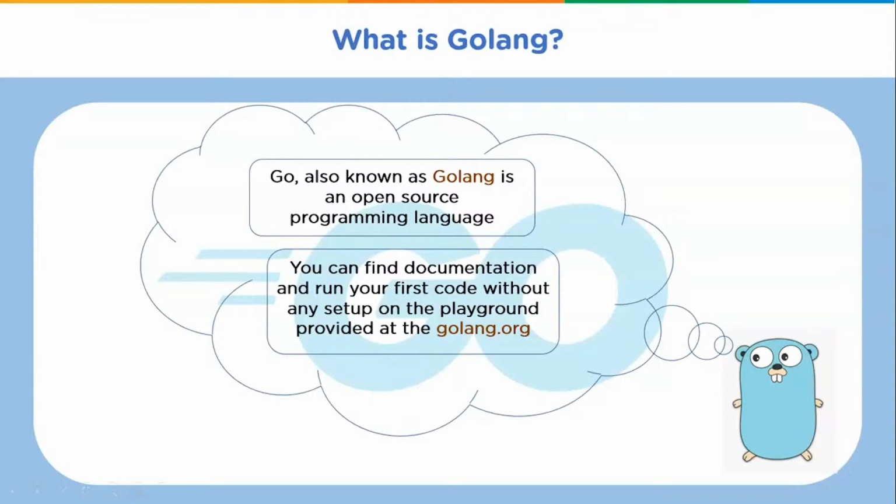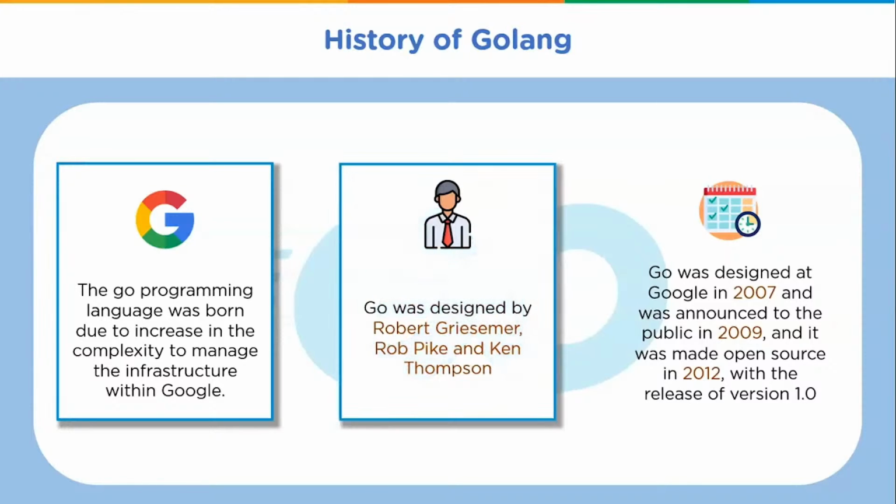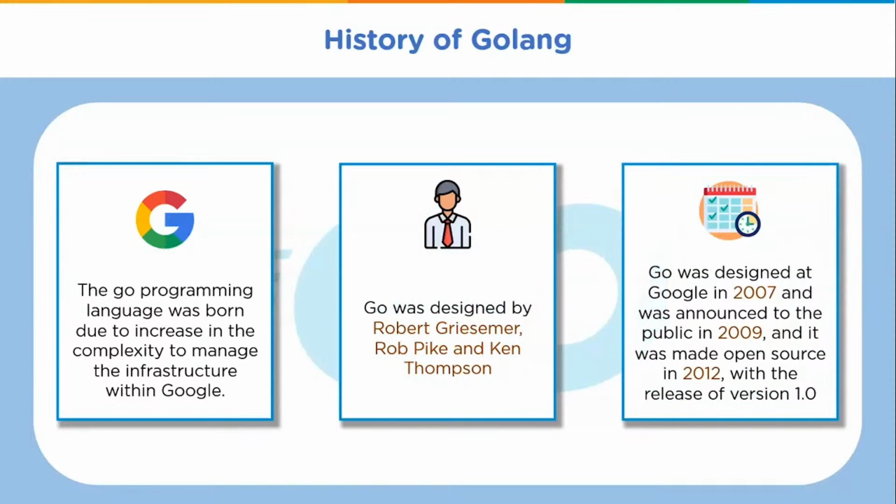We will look into the history of Golang. The Go programming language was born due to the complexity of managing the infrastructure and code bases within Google. The language creators, all from Google, had a clear goal: design a programming language that would be easy to use but still be able to cover the main challenges while working with the company's intricate systems. Go was designed by Robert Griesemer, Rob Pike, and Ken Thompson at Google in 2007 and was announced to the public in 2009, and it was made open source in 2012 with the release of version 1.0.